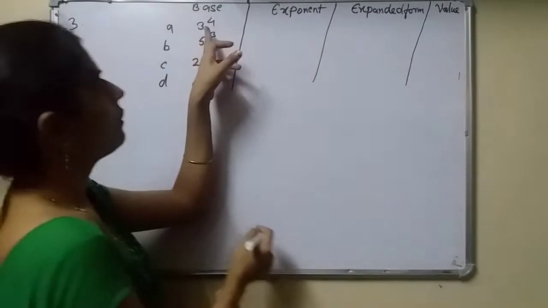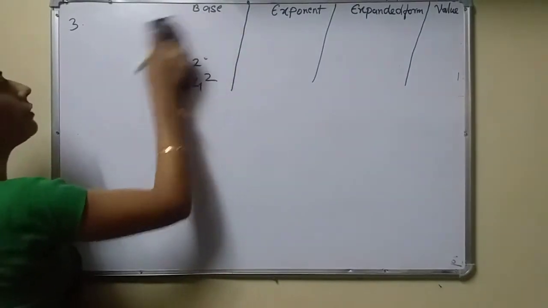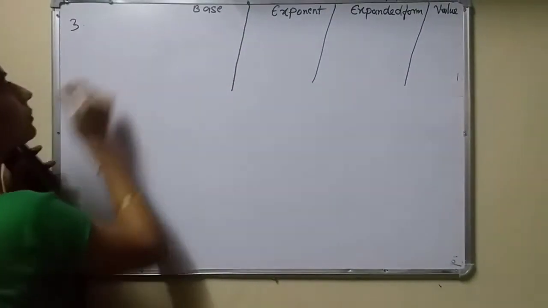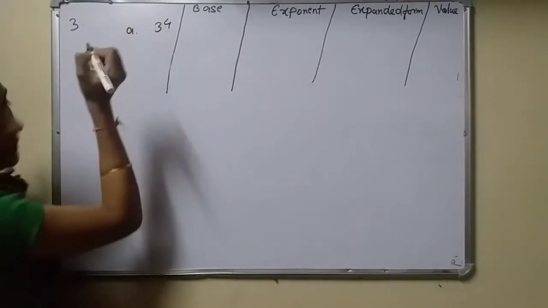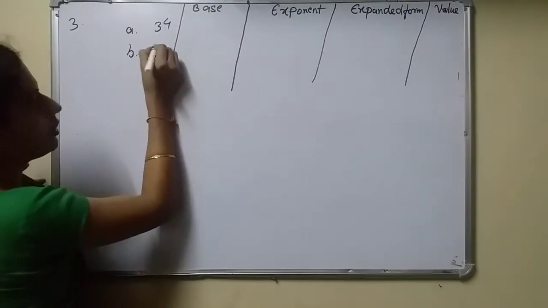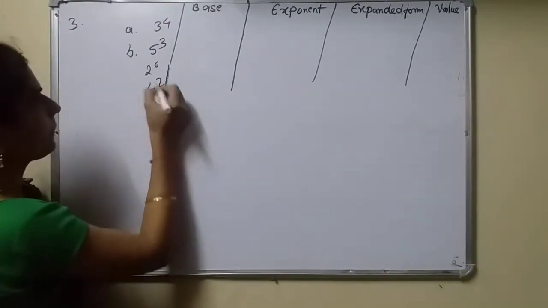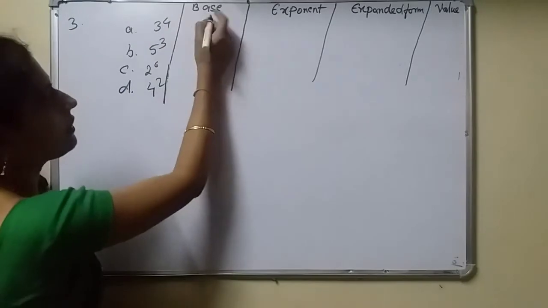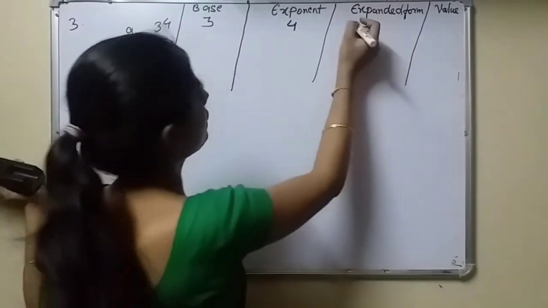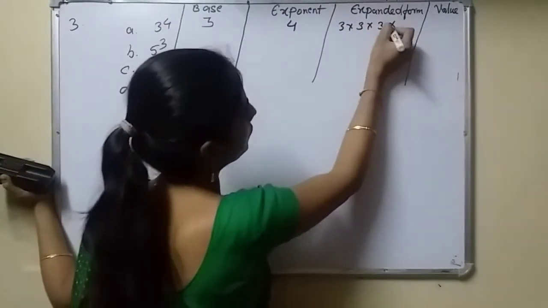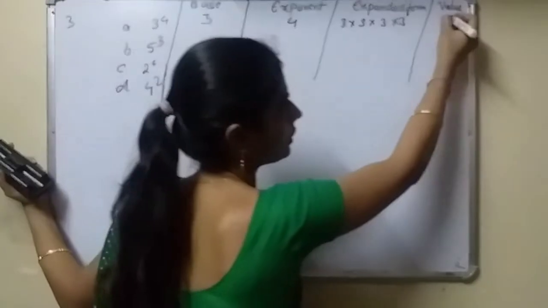Now see how to find. 3 to the power 4 is A, B is 5 to the power 3, C is 2 to the power 6 and D is 4 to the power 2. What is the base given here? 3. What is the exponent given here? 4. What is the expanded form of this? 3 into 3 into 3 into 3. Why we have written this? Because 3 to the power 4 is given here. 3 3s are 9, 9 3s are 27, 27 3s are 81.